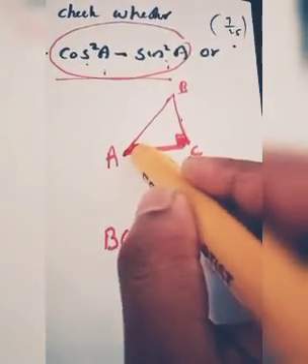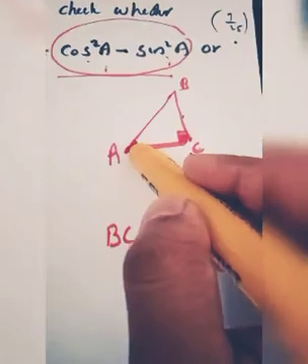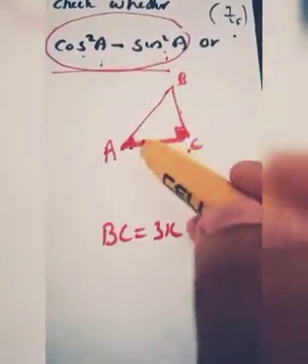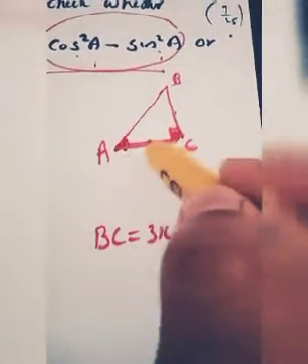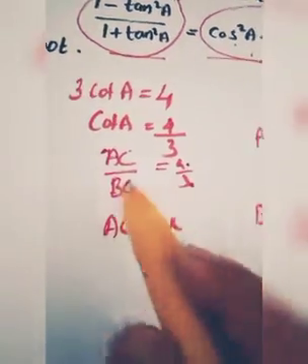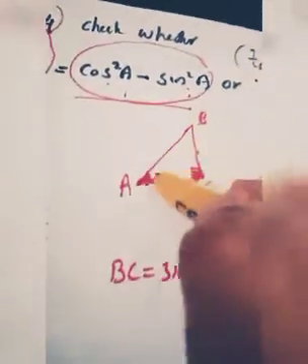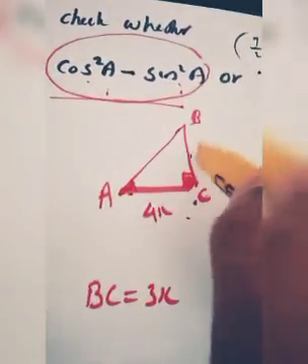The angle is very important, because if you apply the same ratio for B, the adjacent side will differ. So for angle A, adjacent side is AC and opposite side is BC. That's why I wrote AC by BC. So it means AC is equal to 4x and BC is equal to 3x.